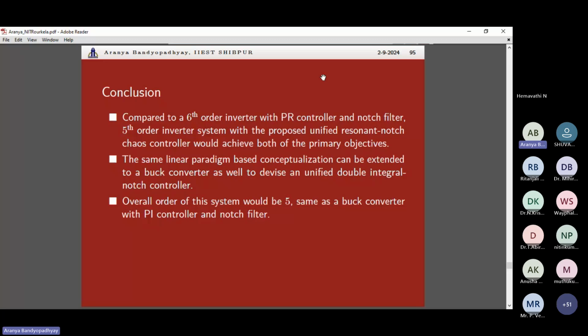Whatever is for the buck converter with PI controller and notch filter, it is the same thing from the dynamics point of view for the inverter with PR controller and notch filter. Always remember that. For the buck, it is PI. For the inverter, it is PR.